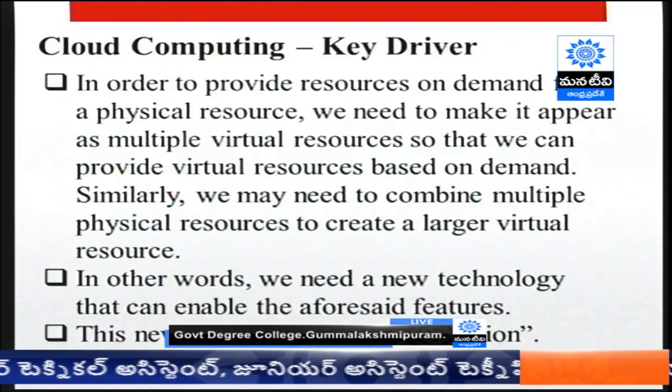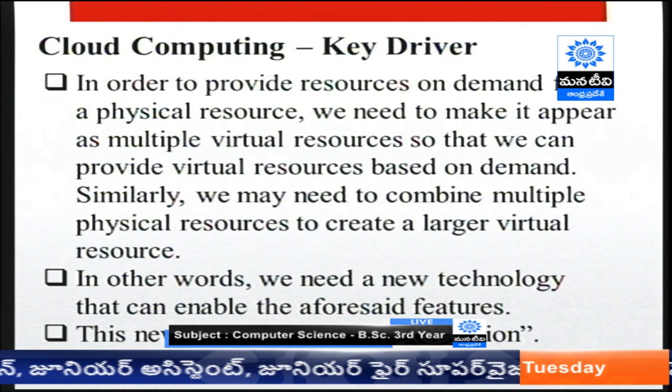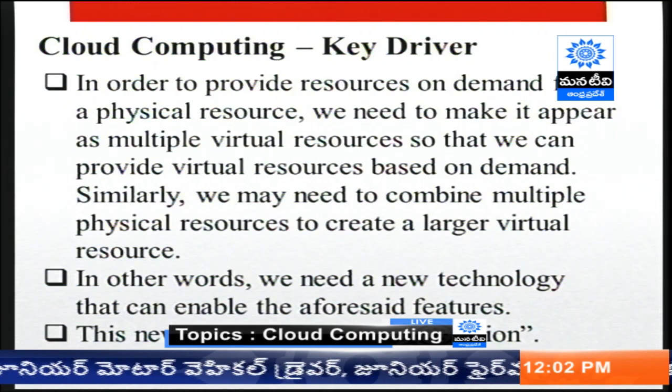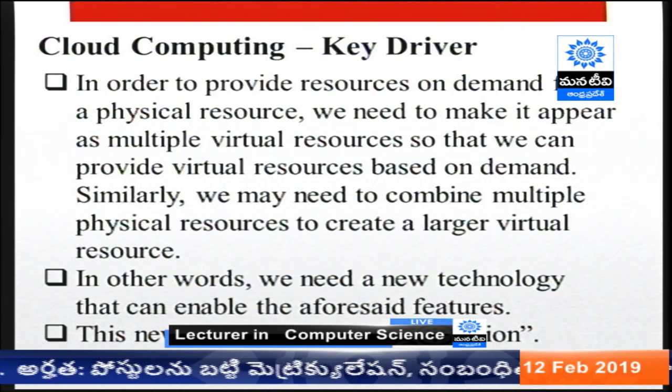But this requires a lot of capital expenditure. At the same time, it involves a lot of maintenance cost. So obviously this doesn't seem to be a viable option. What is the other option? The key driver that enables cloud computing is to be able to create multiple resources. We generally have a limited number of resources, not unlimited resources. Using those limited physical resources, we should be able to create multiple resources, particularly on demand. So we have one physical resource, and we should be able to make it appear as multiple virtual resources so that we can dynamically provide them as needed.